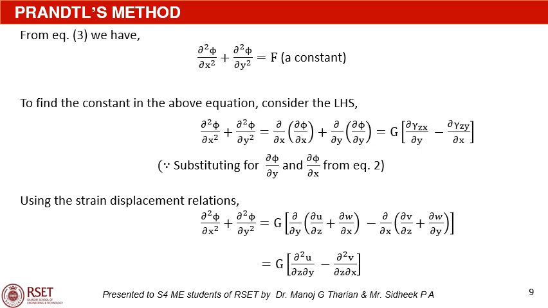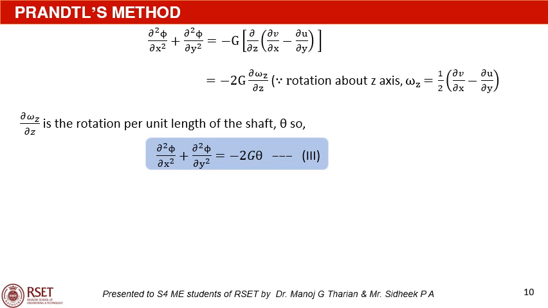Expanding the terms within the square brackets and cancelling out the terms plus ∂²w/∂y∂x and minus ∂²w/∂y∂x, we get ∂²φ/∂x² + ∂²φ/∂y² = G(∂²u/∂z∂y − ∂²v/∂z∂x). The above equation can be written as ∂²φ/∂x² + ∂²φ/∂y² = −G ∂/∂z(∂v/∂x − ∂u/∂y).